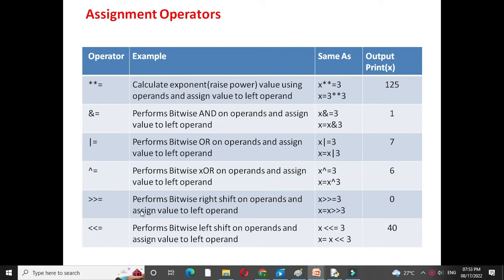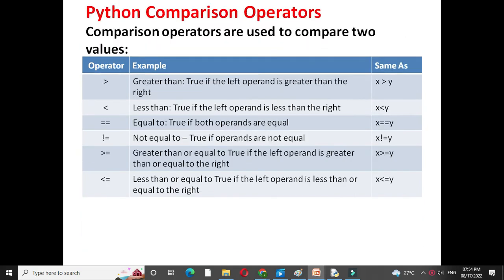Right shift equal to, which performs bitwise right shift on operands and assigns the value to the left operand. Left shift equal to, which performs bitwise left shift on operands and assigns the value to the left operand. For example, x bitwise left shift equal to 3, the output will be 40. Then comparison operators, which are used to compare two values. Greater than, which returns true if the left operand is greater than the right. For example, x greater than y.